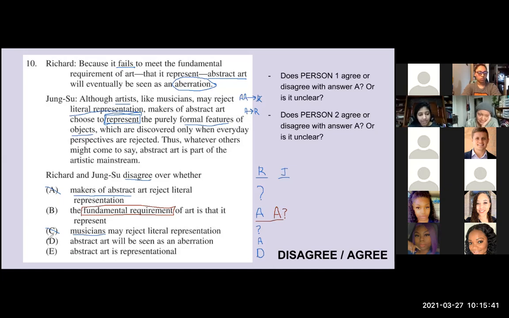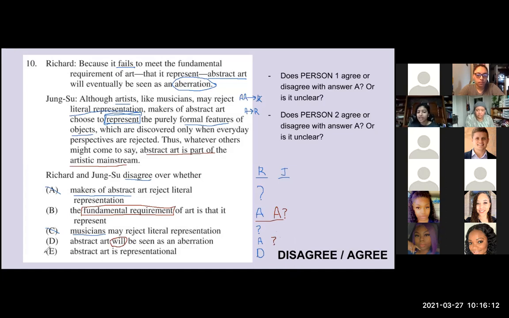And then let's look at D. Abstract art will be seen as an aberration. No, we don't know what Jung-soo thinks about the future, right? Jung-soo does say abstract art is part of the mainstream, but if it's part of the mainstream, can it still be seen as negative? We don't know, right? So question mark there.